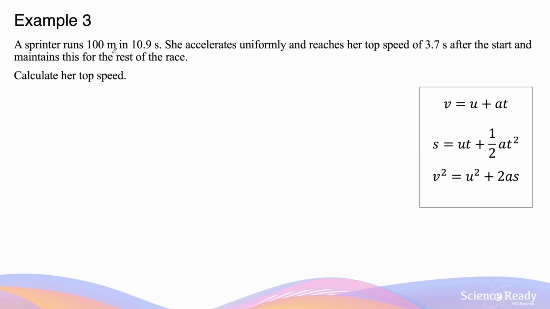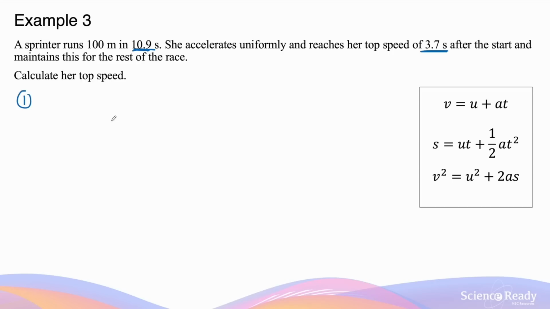A sprinter runs 100 meters in 10.9 seconds. She accelerates uniformly and reaches the top speed of 3.7 seconds after the start and maintains the speed for the rest of the race. For this question, it's important to notice that the motion of the sprinter is split into two intervals. The first 3.7 seconds, the sprinter accelerates uniformly, and between the 3.7 seconds and the end of the race, which is 10.9 seconds, the sprinter will continue to move at constant speed without any further acceleration.